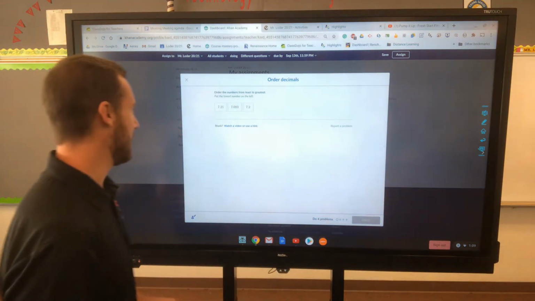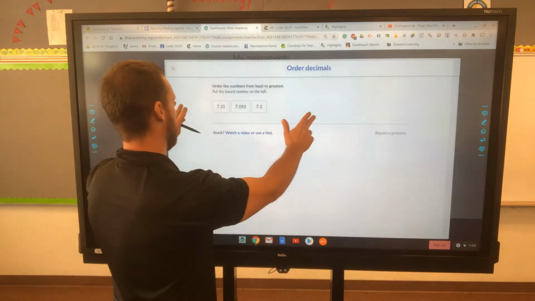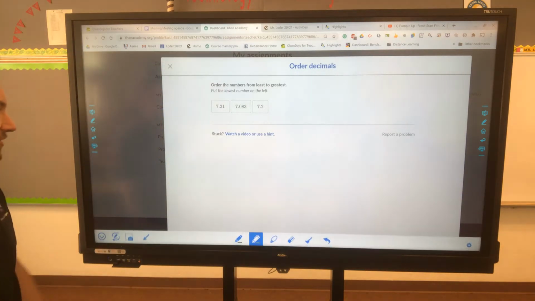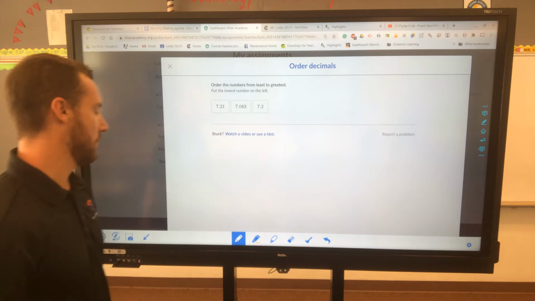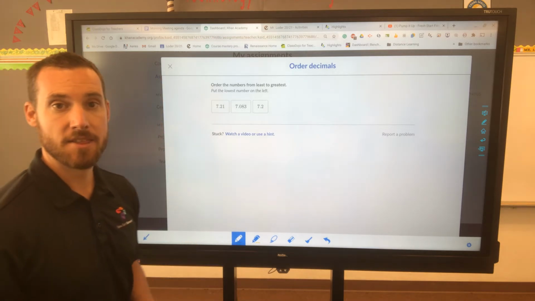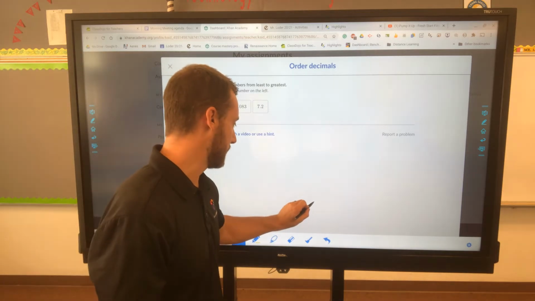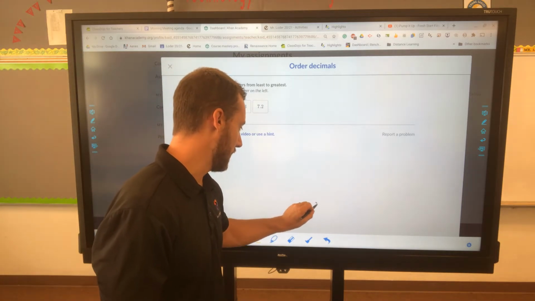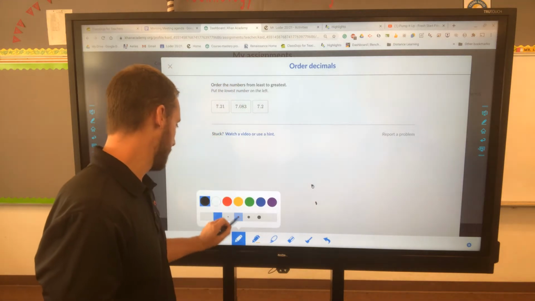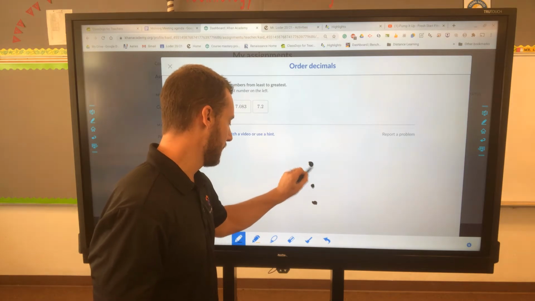Click let's go. And we need to order these numbers. Let's make it a little bit bigger. Order these numbers from least to greatest. So the best way to do this is to stack the numbers by the decimals. So let's go ahead and give ourselves 3 decimal places. 1, 2, let me go wider. There we go. 1, 2, 3.